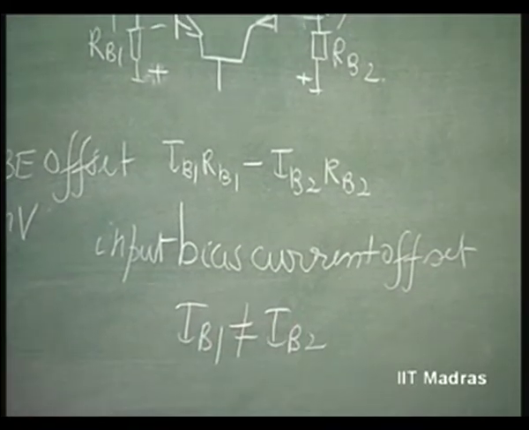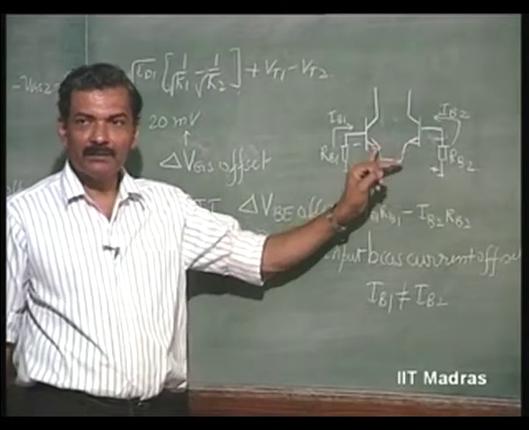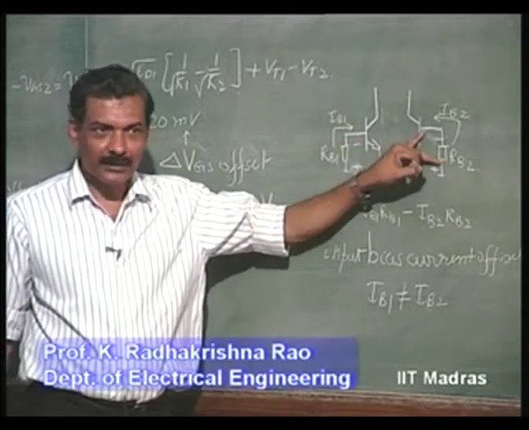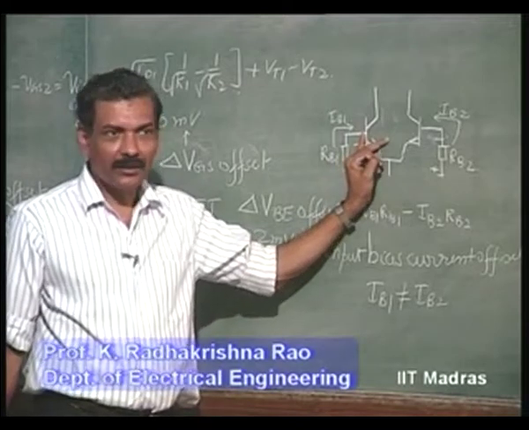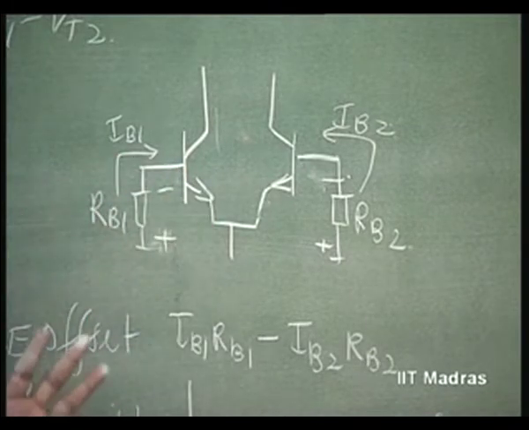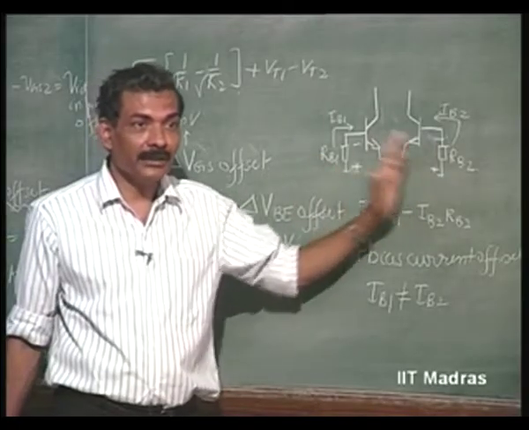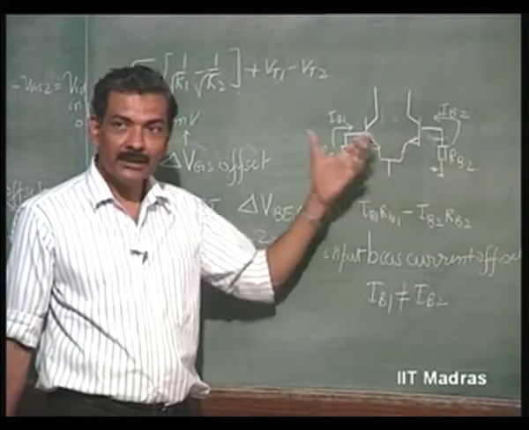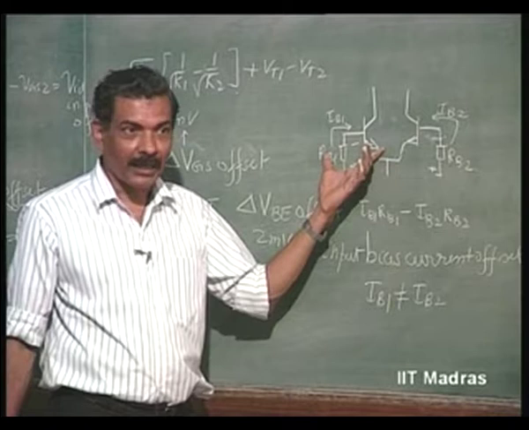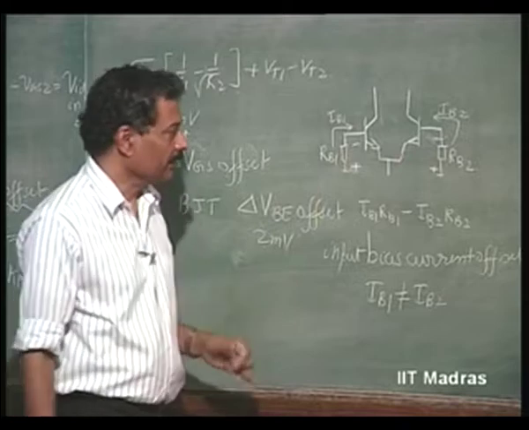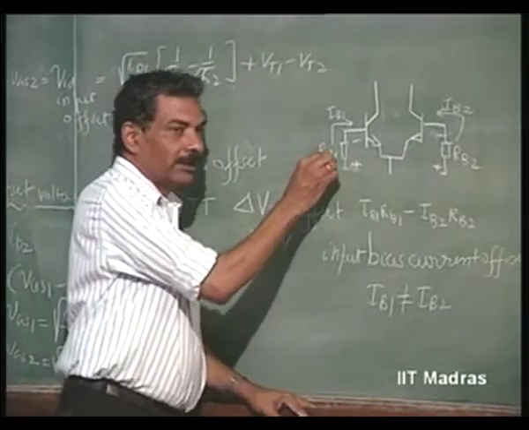This can happen even if the collector currents are the same, because the betas are drastically different. Alphas may be very nearly equal to 1. One alpha may be 0.995, another alpha may be 0.994. That means alphas are very nearly the same, but betas can be drastically different, and therefore these two base currents may be different for the same matched pair.